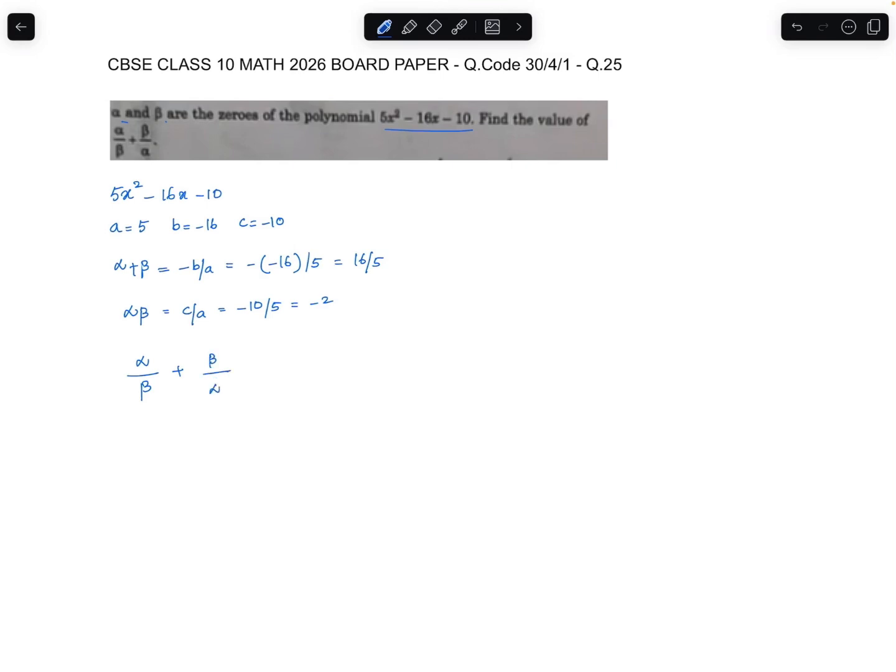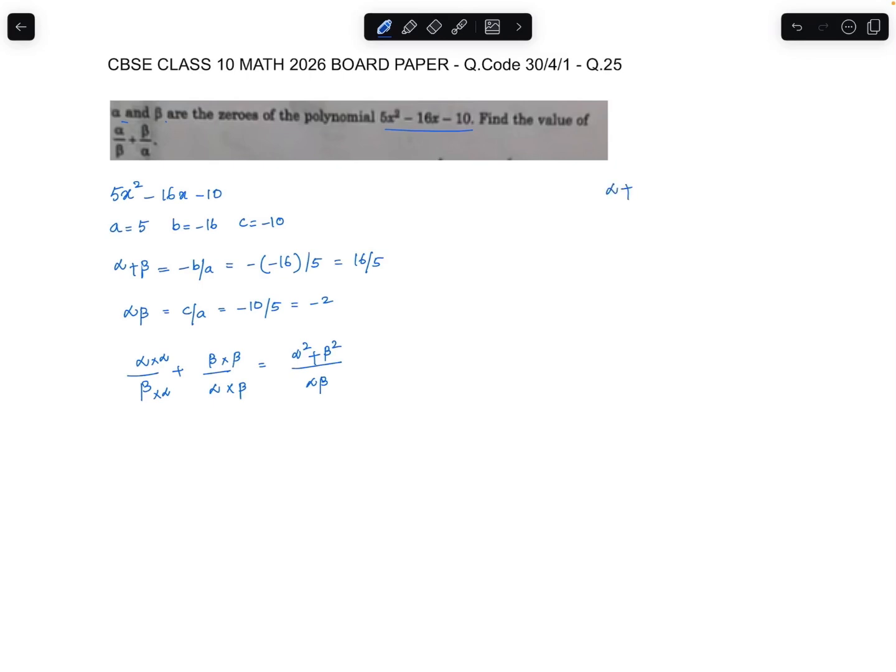We have two fractions with unlike denominators. We have to make it like, so we get alpha square plus beta square by alpha beta. Now we have the value of alpha beta here, but alpha square plus beta square is not there directly.